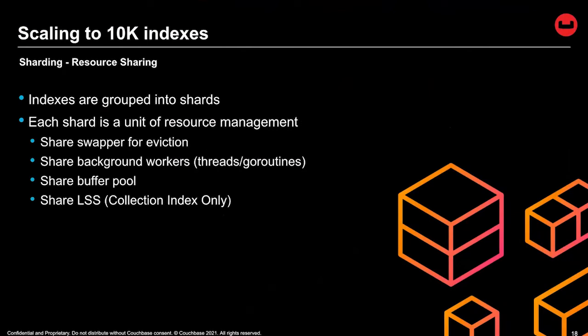To facilitate the sharing of resources, Plasma now groups indexes into shards. Each shard functions as a unit and consolidates various resource management lifecycles. All the indexes in a shard share a swapper, which is used for eviction, and also share other background worker threads. These instances also share a buffer pool. The logical log, or LSS, is now shared and stores data from multiple indexes so that the number of physical files being operated on is limited.